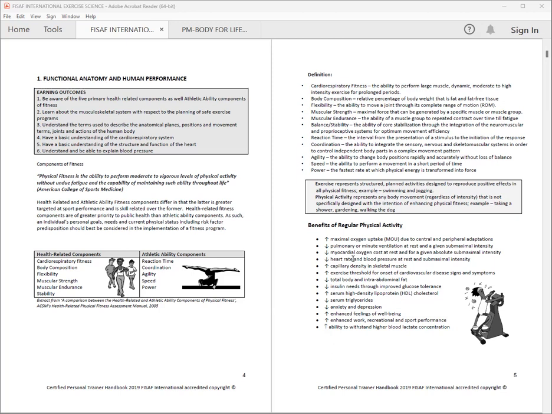So your heart will not use as much oxygen as it needed before. Then it reduces your heart rate. Remember, we talked about the pulse. The fitter you are, the slower your heart rate gets, and it also decreases your blood pressure. It increases the capillary density in the skeletal muscle. Remember, we talked about the capillaries, like the small blood vessels. Then it will increase the exercise threshold for onset of cardiovascular diseases, so you don't get sick so fast.